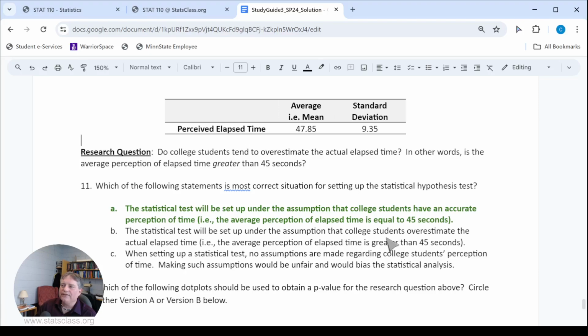Now, we are trying to figure out whether or not the actual mean time is bigger than 45, but I would do that by checking to see if I'm an outlier on the right side of the distribution if I'm talking about greater than 45. But the reference distribution is going to be set up with an average of 45 under the null hypothesis. This research question goes in the alternative hypothesis. The null hypothesis is going to be equal to 45. So A is correct.